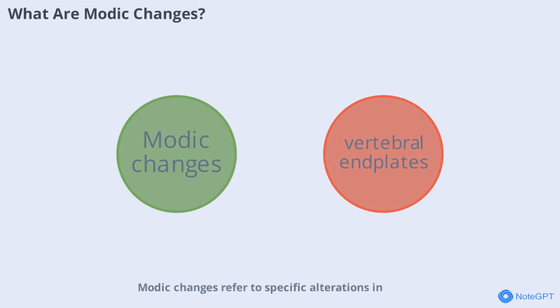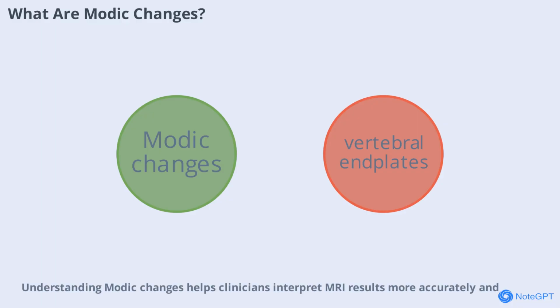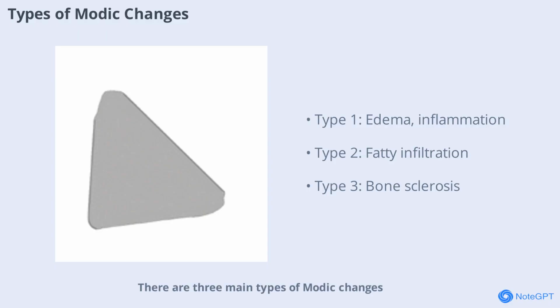Modic changes refer to specific alterations in the vertebral end plates and adjacent bone marrow, visible on MRI scans. First described by Modic and colleagues in the 1980s, these changes are categorized into three types based on their appearance on MRI. They're important because they often accompany degenerative spinal conditions like disc degeneration and herniation. Understanding Modic changes helps clinicians interpret MRI results more accurately and may influence treatment decisions for patients with chronic low back pain. There are three main types of Modic changes, each with distinct MRI characteristics and underlying pathology.